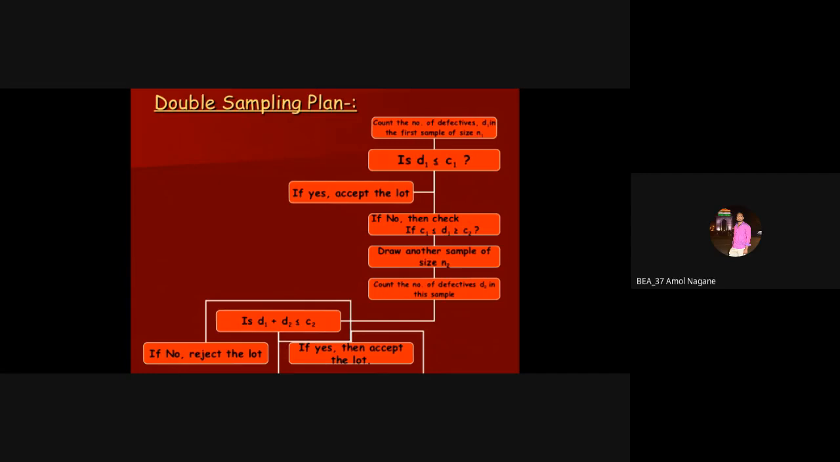Count the number of defectives D1 in the first sample. Is D1 less than or equal to C1? If yes, accept the lot. If no, then check again whether D1 is between C1 and C2. So again, the second time we have to select one lot. For example, 10 to 20. Suppose that sample is between 10 to 20, definitely that will be accepted. Okay, so this is a basic sampling.